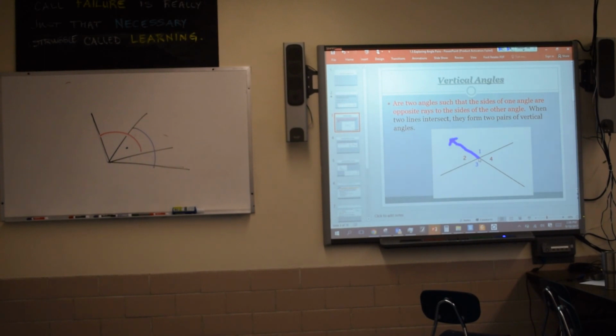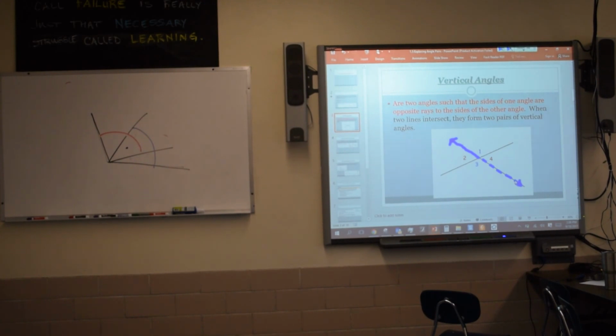Would you agree that that ray is a side of angle 1? I'm going to look then at its opposite ray. So its opposite ray would be that ray there. Would you agree with that? Opposite ray being the ray that is traveling in the 100% opposite direction as the first initial ray.